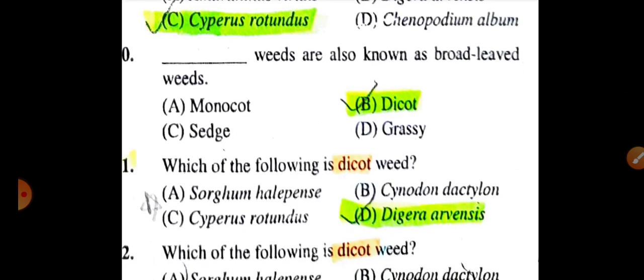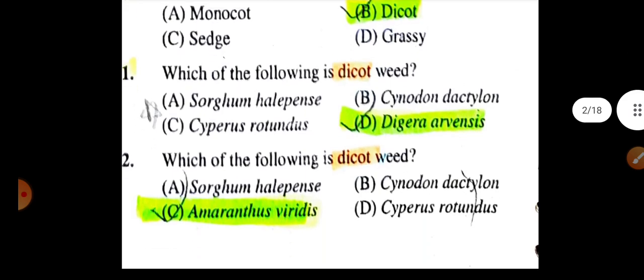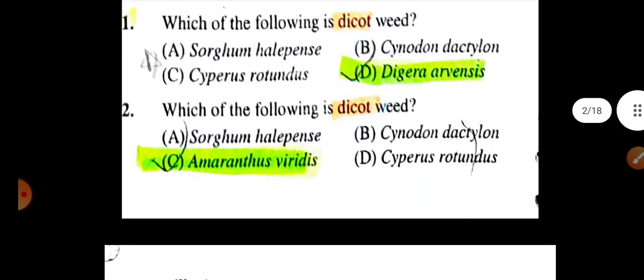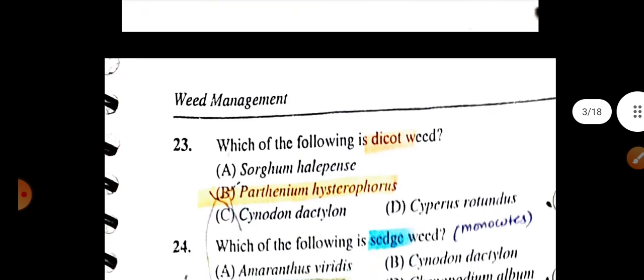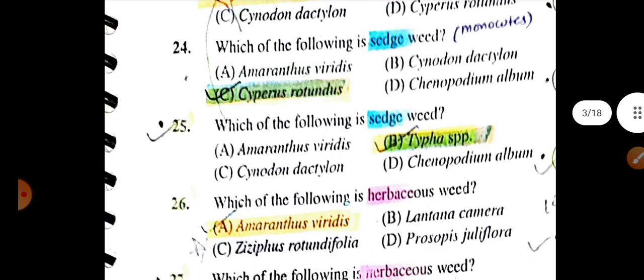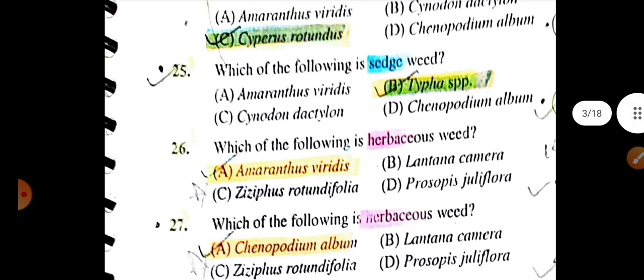Dicot weeds are also known as broad leaved weeds. Which of the following is a dicot weed? Digera arvensis, Amaranthus viridis, and Parthenium hysterophorus. These are dicot weeds. Which of the following is a sedge weed? Cyperus rotundus and Typha species. Both are sedge or monocot weeds.